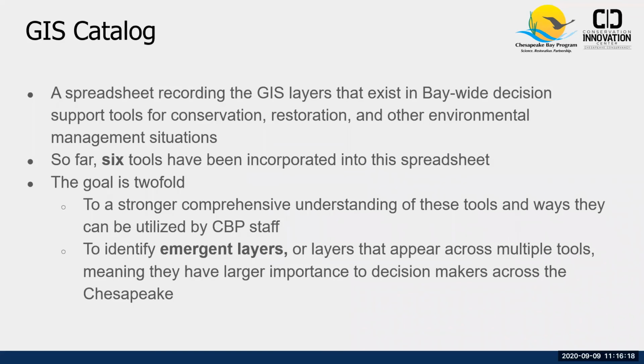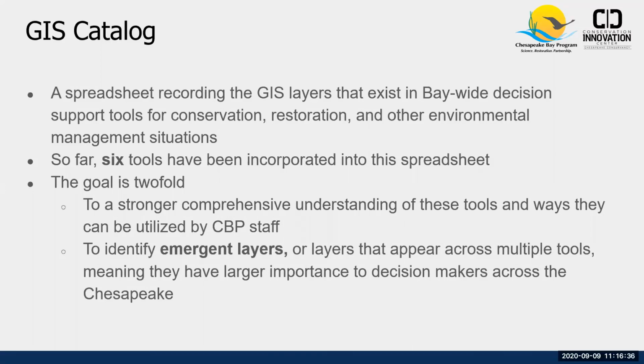In layman's terms, this is basically a spreadsheet looking to record GIS layers that exist in Bay-wide decision support tools, really looking at what 6 tools to start, but what other ones exist out there. Utilize GIS to support decision making. What are the layers that are going into these tools?